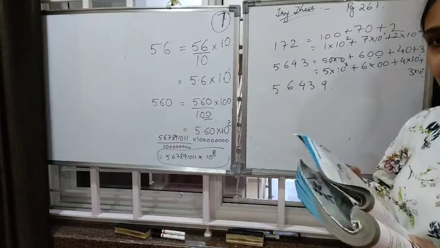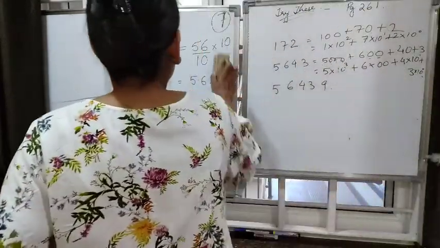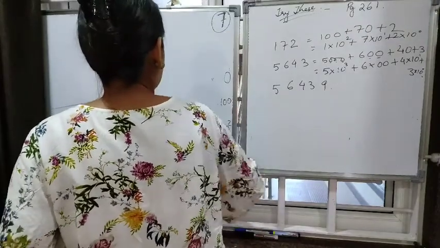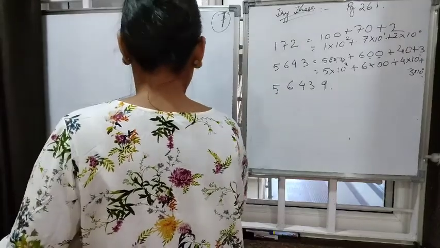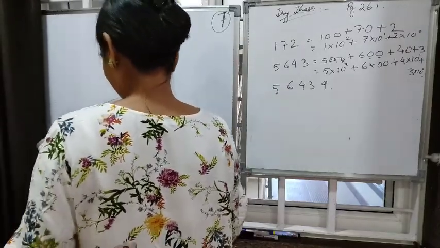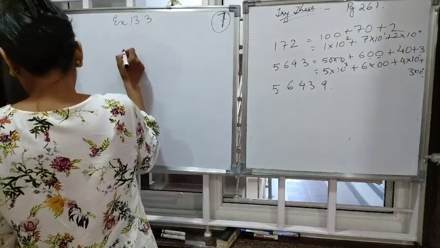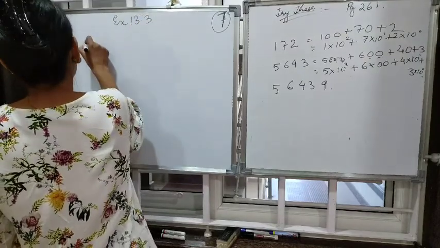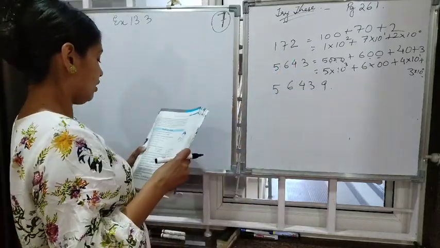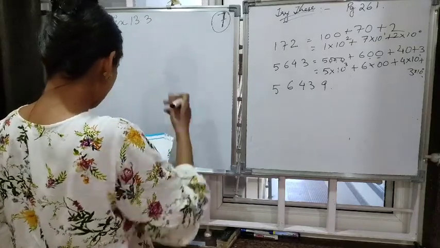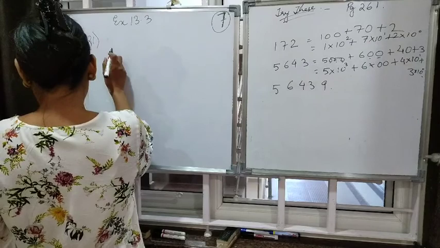13.3. Question number 1. Exercise 13.3, Question number 1. It is the same as what we did in the Try These. Okay, children. Write the following numbers in their expanded form. So, the first one. Children, there are 5. We are going to do only 2.